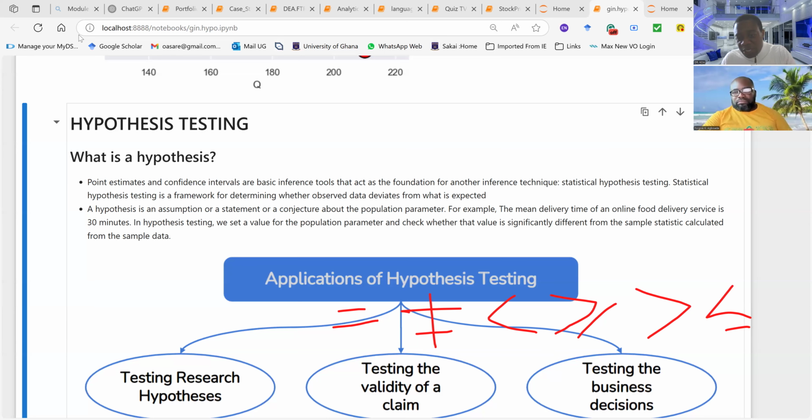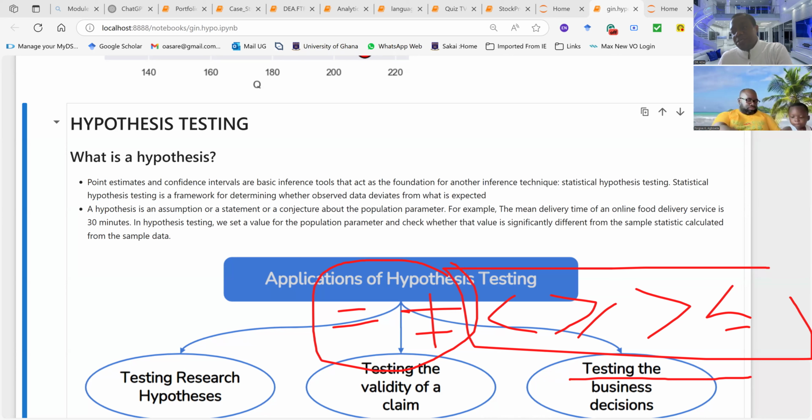Now, looking at the statement I've documented below here, the statement says the null always carries some level of equality in it. So between equal to and not equal to, which one will have the null hypothesis? Is it the equal to or the not equal to?